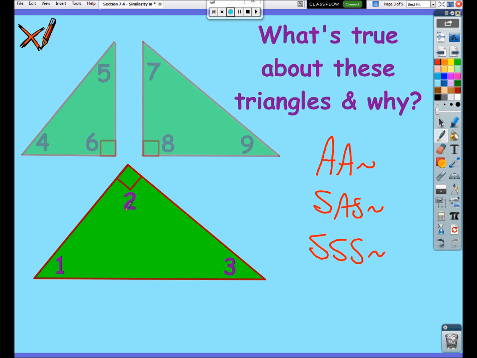And notice we're not talking about specific side lengths here, so we're not going to be focusing on the two shortcuts that involve sides. We're going to prove that these three triangles are all similar by angle-angle similarity. So we need two sets of congruent corresponding matching angles between each of these three triangles.